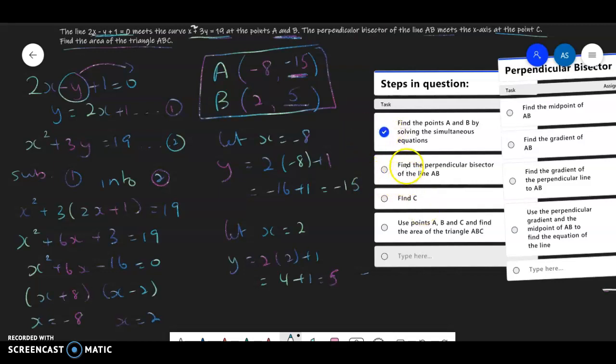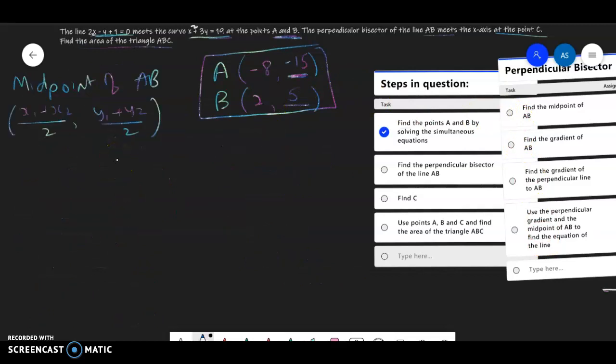My second section says I need to find the perpendicular bisector of the line AB. To find the perpendicular bisector, these are the list of all the steps I need to cover. The first one is to find the midpoint. I will now proceed to do that. Now to find the midpoint, I use this formula and I just substitute my values. So I get minus 8 plus 2, minus 15 plus 5 on 2, I get minus 6 on 2, minus 10 on 2, so I get minus 3, minus 5. Now this is a coordinate, so you have to use a bracket.